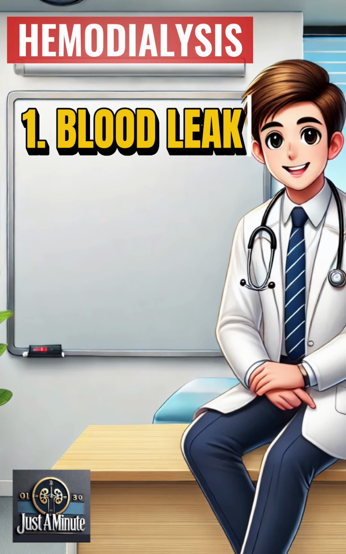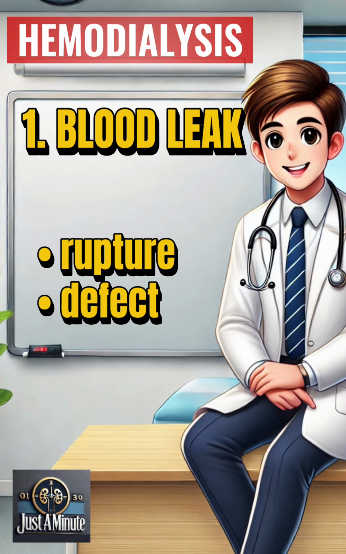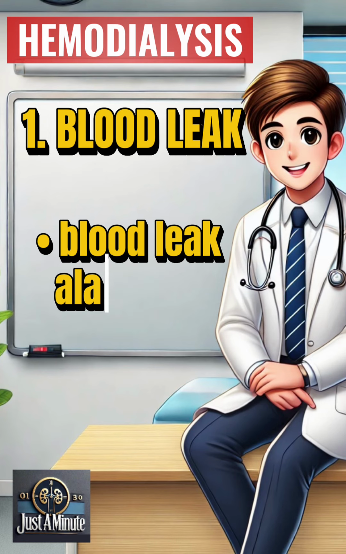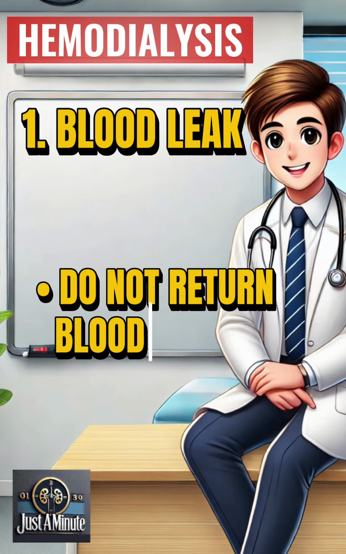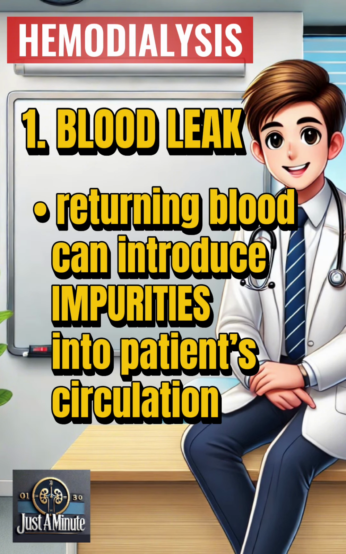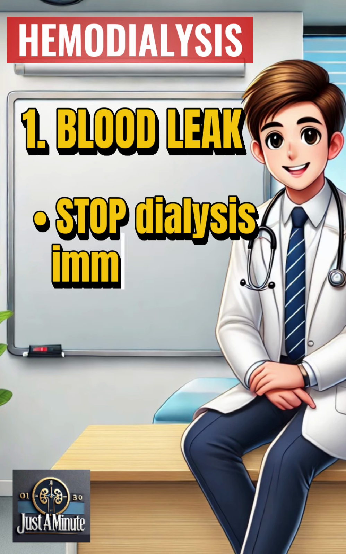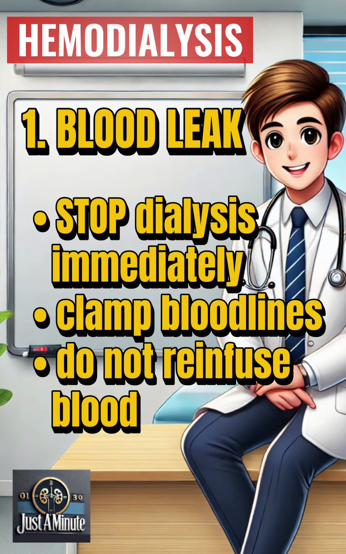A blood leak occurs when there is a rupture or defect in the dialyzer membrane, allowing blood to mix with the dialysate. This may be detected by a blood leak alarm or by pink or reddish discoloration of the dialysate. In this situation, blood must not be returned to the patient because it is contaminated with dialysate. Returning such blood can introduce impurities and toxins into the patient's circulation. Therefore, the correct action is to stop dialysis immediately, clamp the blood lines, and manage the patient appropriately without reinfusing the blood.